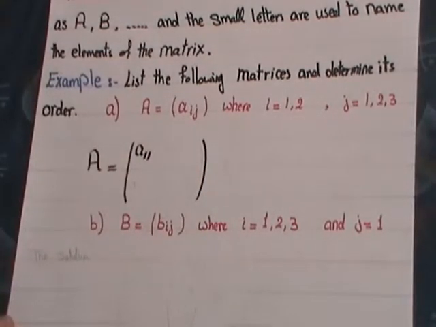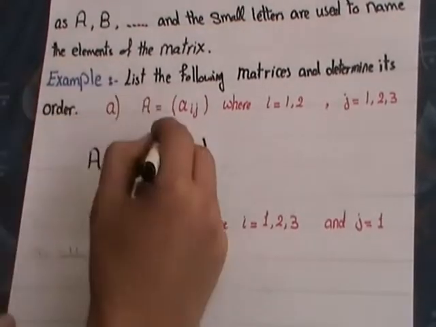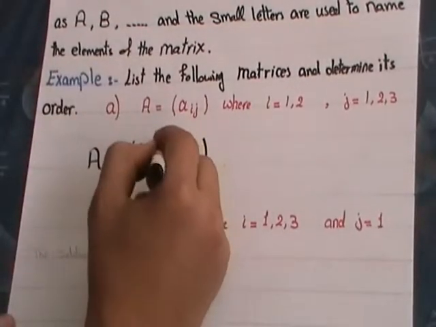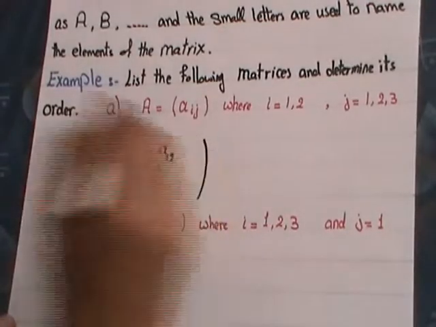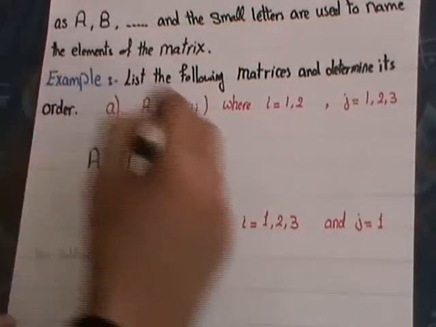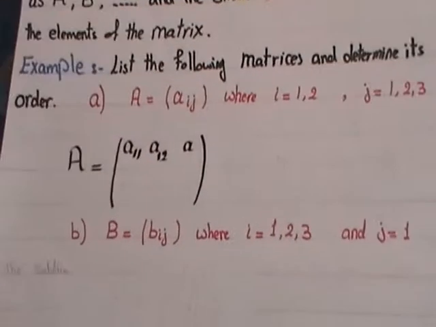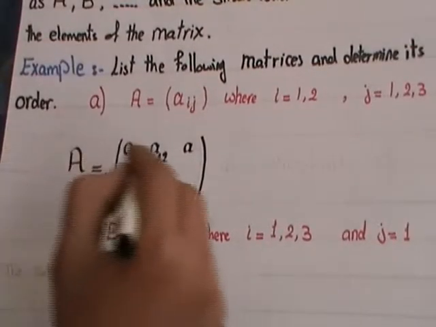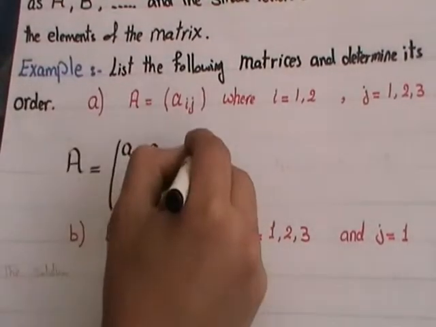We're going to the second element in the first row. In the first row it will be a, here 1 represents the number of row and 2 represents the number of column. By the same way, a, the third element in the first row. Here we have the first row, then 1, and the third column, 3.